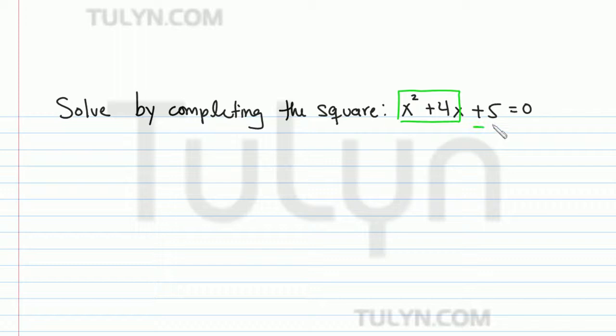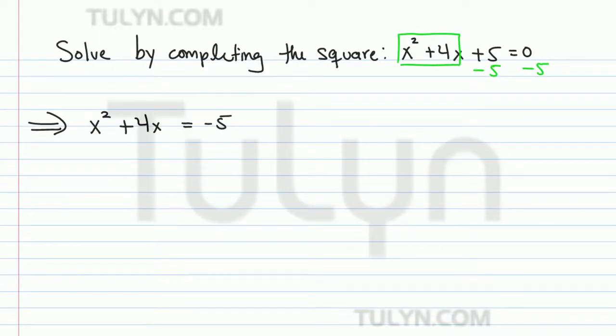So the first thing I want to do is to move that 5 over to the right by subtracting a 5 from each side of the equation. So what we have looks like x squared plus 4x is equal to negative 5. So now we want to complete the square on the left.